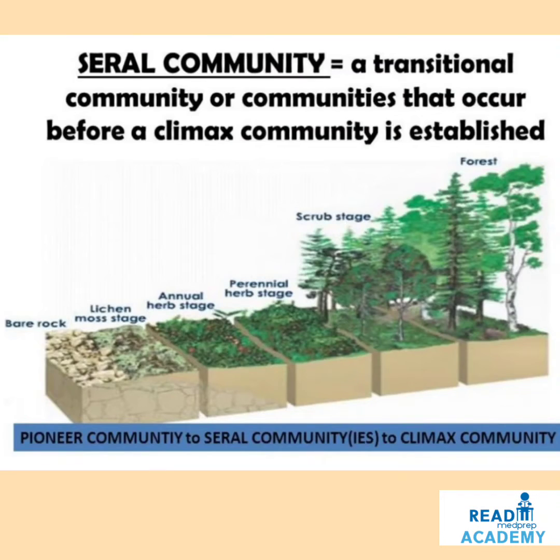Here you can see the serial community is a transitional community or communities that occur before a climax community is established. You can see the pioneer community to the serial community to the climax community, where the initial is the pioneer community and the last is the forest community, in between the serial community.